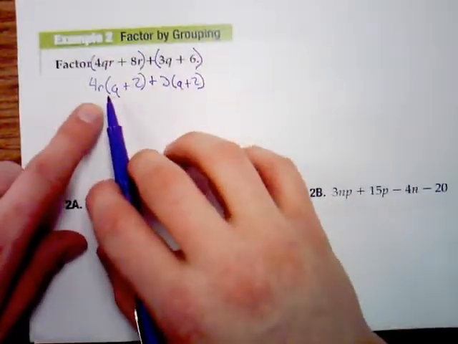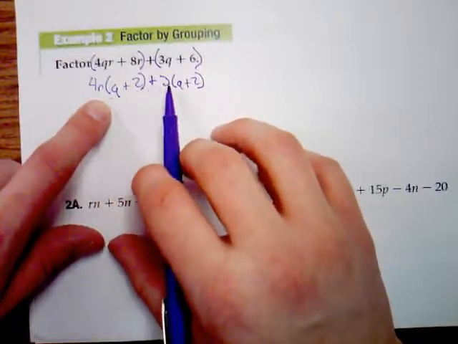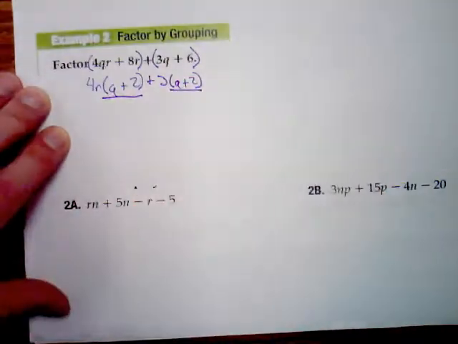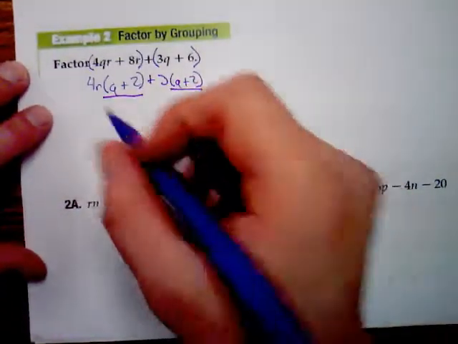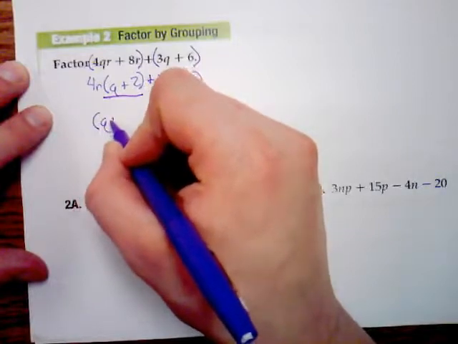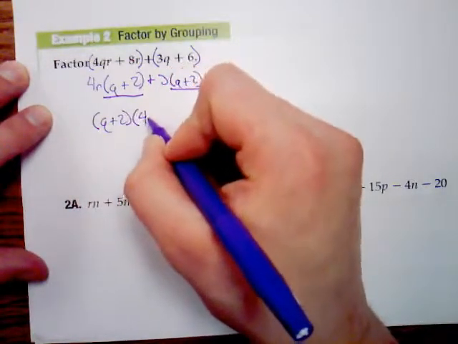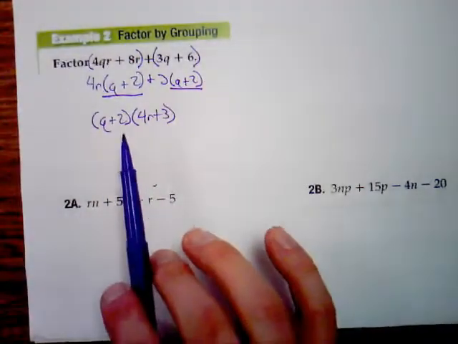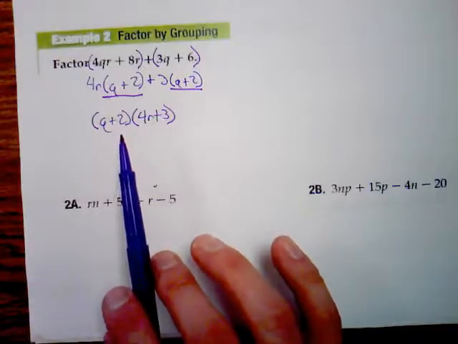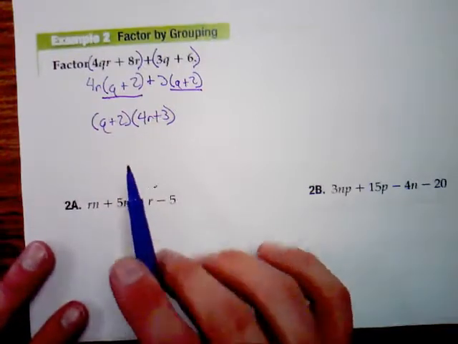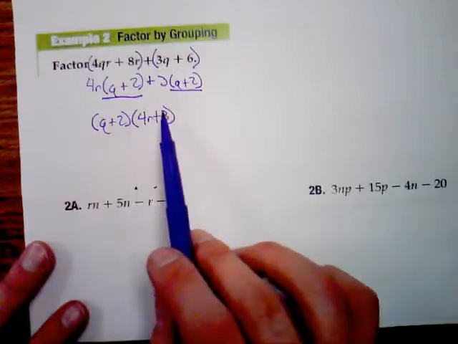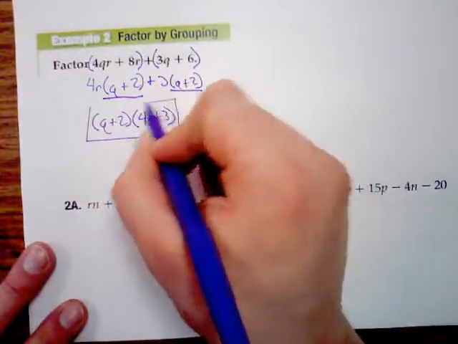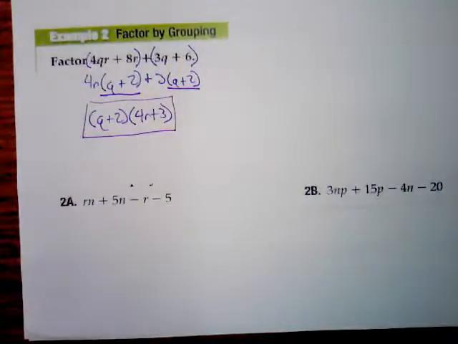So altogether I have 4r times the quantity q plus 2 plus 3 times the quantity q plus 2. Since both of those terms have a q plus 2, we call that a common binomial factor, we can factor that out. Put that in front, and what I'm left with is 4r plus 3. So q plus 2, 4r plus 3. Now, the way you can check this is the same way we multiply any 2 binomials together using our FOIL method. First, outside, inside, last, and you see that we get those 4 terms that we started with, so we know we have factored it correctly.